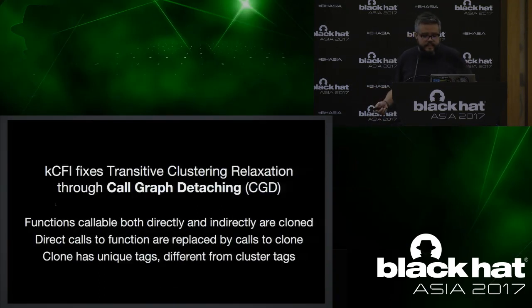The way we fix this is by proposing a technique that we call core graph detaching. Core graph detaching is also really simple. The first thing we do is identify the functions which are callable both directly and indirectly. Thus, we check the source code to see if there's a function pointer with the prototype of that specific function, and we also check the binary to see if that function is eventually called directly. If this is the case, we clone this function, so we make a copy of it in the resulting binary. Then the direct calls to the function are replaced with calls to the clone. So all the direct calls now go to the clone and not to the original function. And the clone has a unique tag, which is different from the cluster tag.